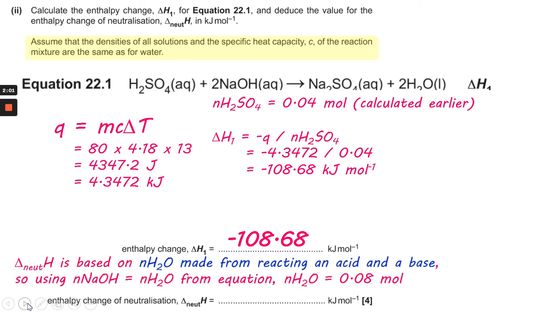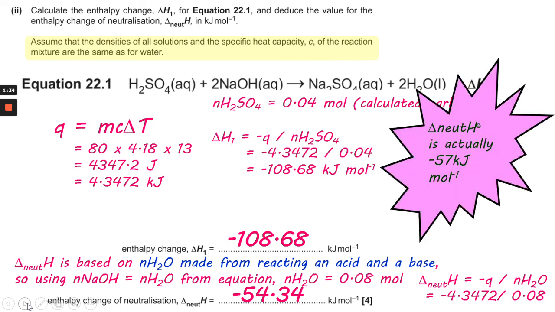ΔH neutralisation, if you remember, is based on the number of moles of water made from reacting an acid and a base. Looking at the equation again, you can see that the number of moles of NaOH is equal to the number of moles of water. So ΔH neutralisation is going to be minus Q over the number of moles of H2O, which gives you minus 4.3472 over 0.08, which equals minus 54.34. ΔH neutralisation happens to be around minus 57 kilojoules per mole. It's quite useful to remember this, so you can double check against the numbers that you get when you do these types of calculations.